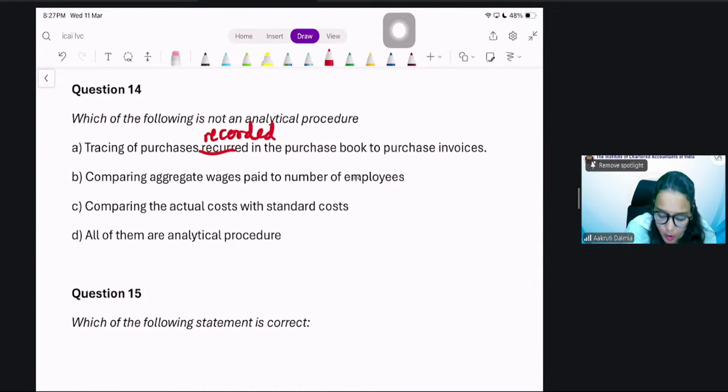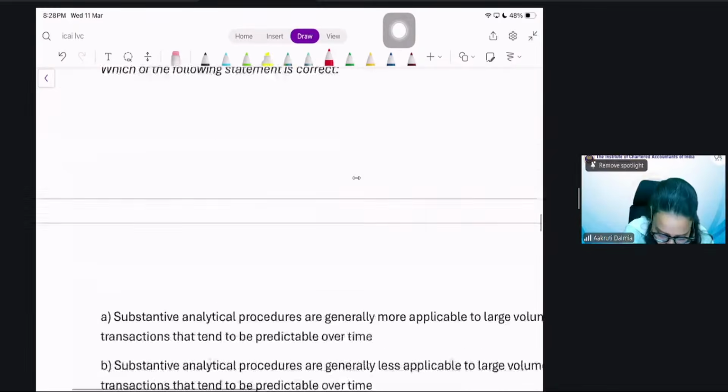Tracing of purchases recorded in the purchase book to purchase invoices. Comparing aggregate wages paid, comparing actual cost, all of them are analytical procedures. Which of them is not an analytical procedure? A, C, D. Majority is saying A. A. This is vouching and verification. The first one is vouching and verification, not analytical procedure. Next.